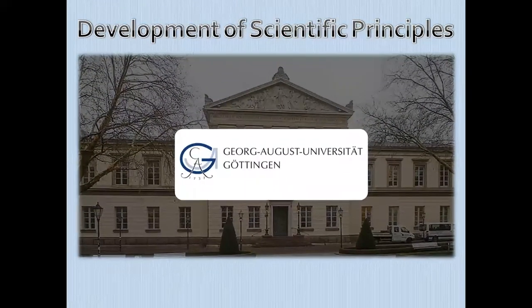So, in 1737, the Göttingen University was founded in Germany, and with its opening, scientific research and academic teaching was given high priority. An independent department of history, apart from philosophy, was also one of its most important features. And later, other German universities also became centers of historical studies.